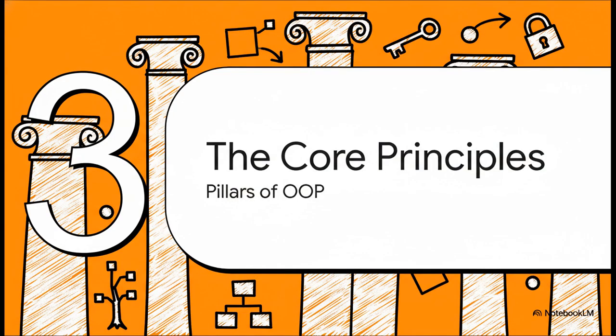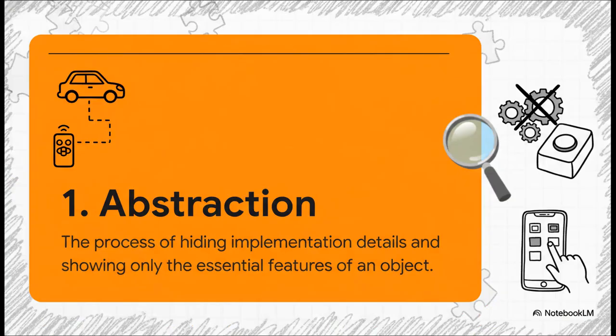Okay, now that we've got a handle on classes and objects, we can dive into the 4 core principles that really give OOP its power. Think of these as the 4 pillars holding up the entire building. Our first pillar is abstraction, and this one is all about taming complexity. The whole idea is to hide all the messy internal details of an object and only show the essential features. So you get to interact with what an object does without having to know or care about how it does it.